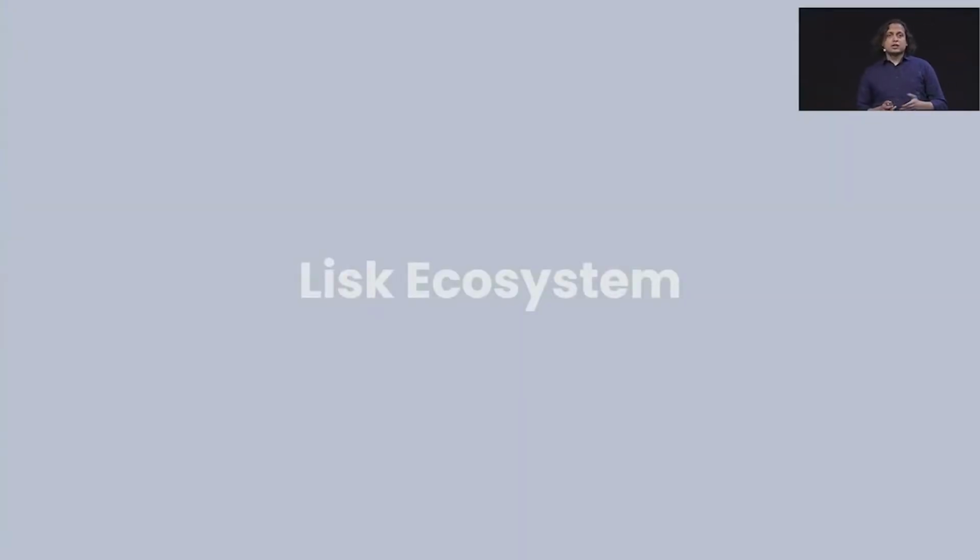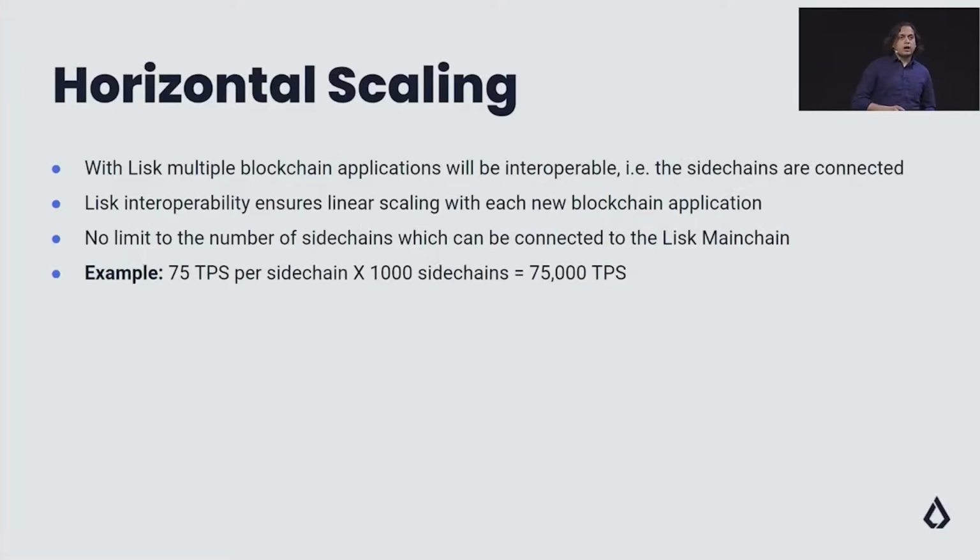Now let's look at how the Lisk ecosystem can look in the future with interoperability, and how it can improve scalability even further. With the upcoming Lisk interoperability, multiple blockchain applications will be interoperable, which means they will be connected to each other via sidechains through the main chain. This means Lisk interoperability will ensure linear scaling with each new blockchain application. Because there is no limit to the number of sidechains which can be connected to the Lisk main chain, users can make a new application and connect it with the main chain in the Lisk ecosystem.